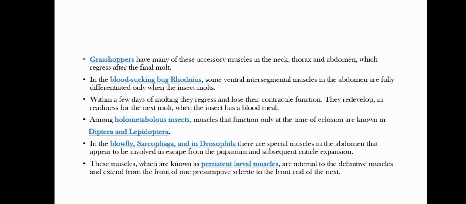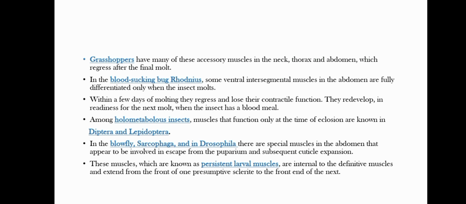So in the case of Rhodnius, most of the ventral intersegmental muscles in the abdomen are differentiated only when the insect molts, and within a few days of molting, they regress and lose their contractile function, and these muscles get regenerated during the next molt.